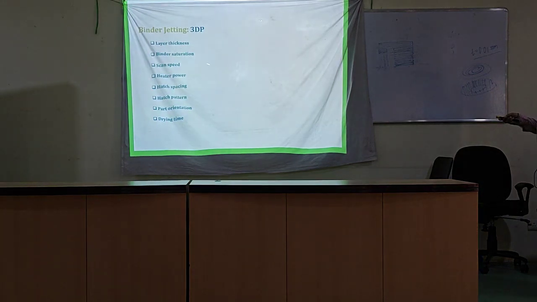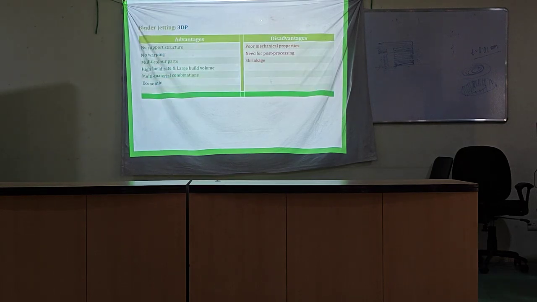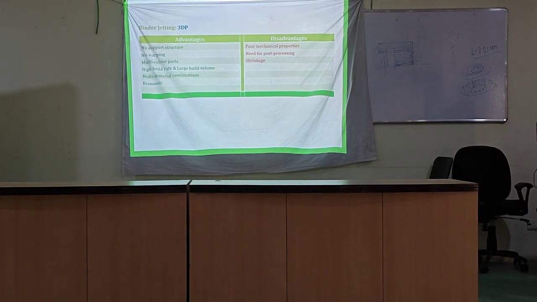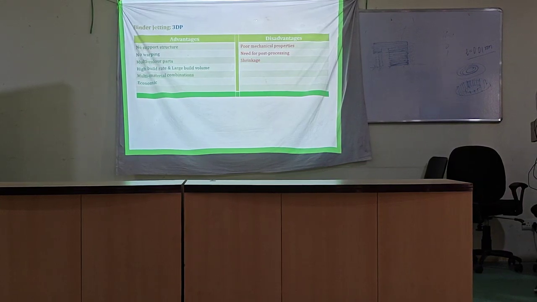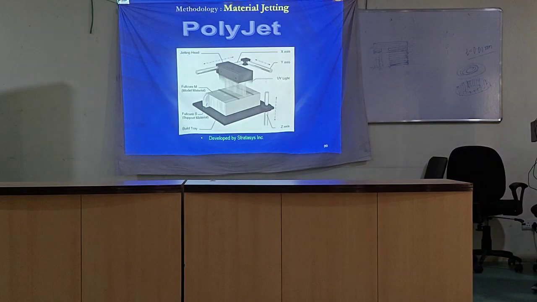Process parameters, again here: the layer thickness, then binder saturation and scan speed, and so on. Advantages: no support structure is required, it is not a thermal process, so no warping, and multi-color parts are possible. But the disadvantages: the part is bound by glue, so it has poor mechanical properties, needs post processing, and there is a sinking problem in the loop.